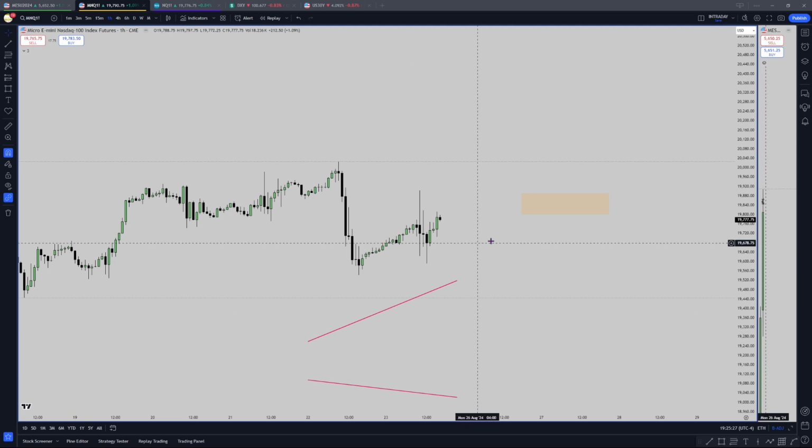Yeah, this does work with Forex. I just don't know too much about Forex because I've just been trading NQ.